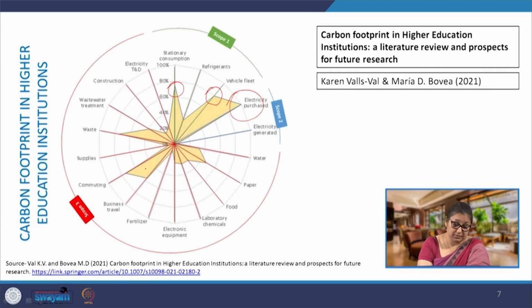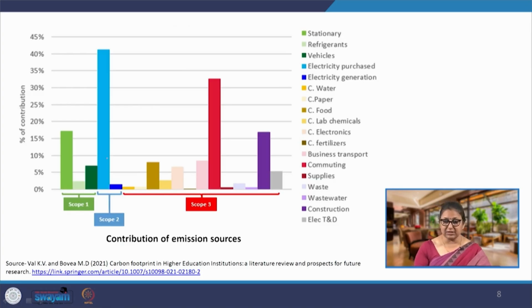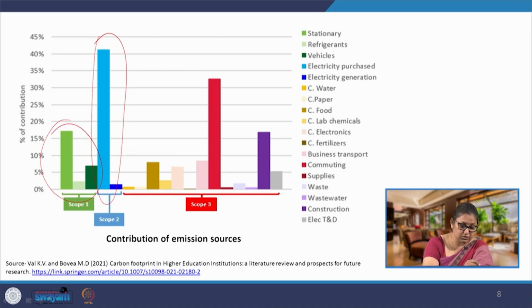Then we have a large amount of emission coming from daily commuting to the workplace from residences, and business travel. We also have emissions which are coming from waste processing. So, these are the prime contributors of emissions for a university campus. If we look at the percentage-wise distribution, we will see that scope 2, as we can see from the graph, from the previous graph, is the highest, followed by scope 3, under which we have commuting.